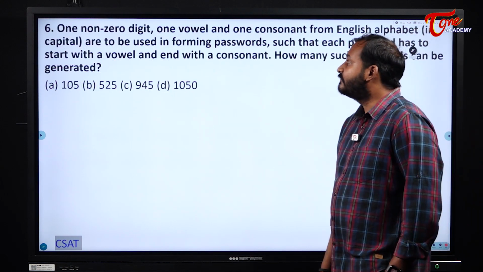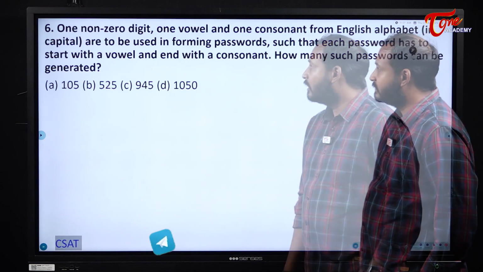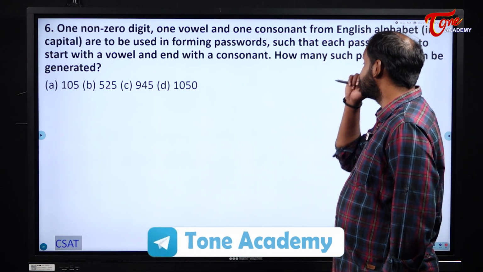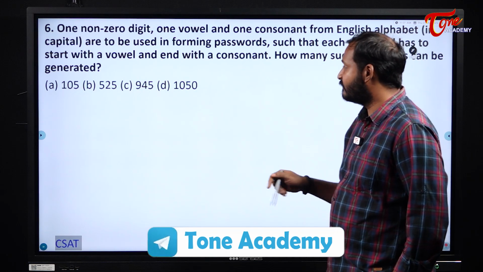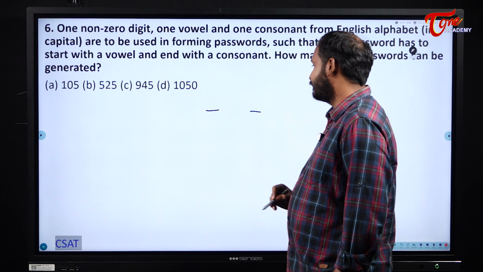One non-zero digit, one vowel and one consonant are used to form a password, such that each password has to start with a vowel. It should start with a vowel and end with a consonant.